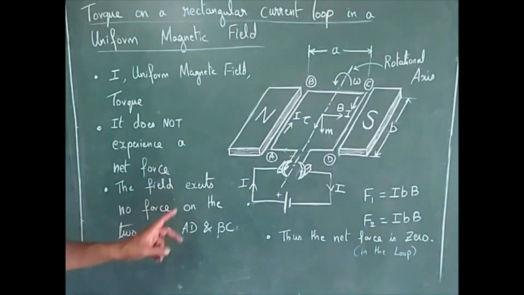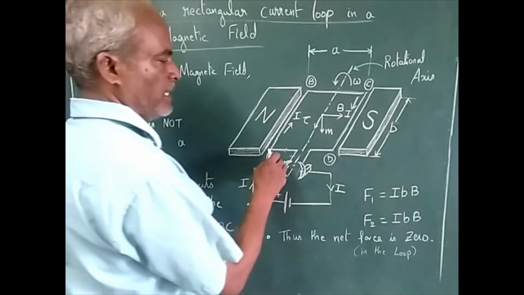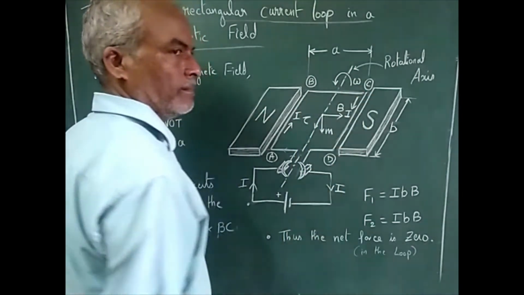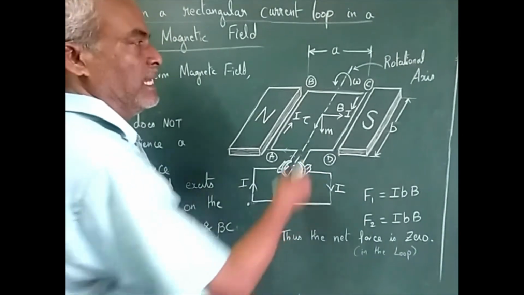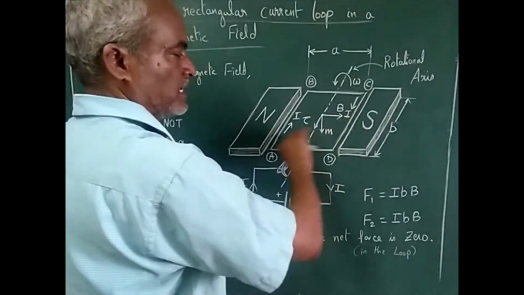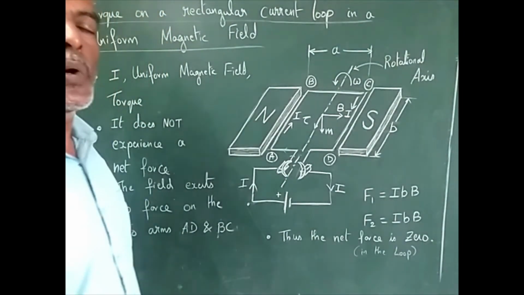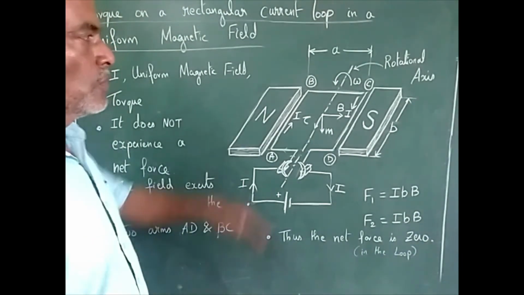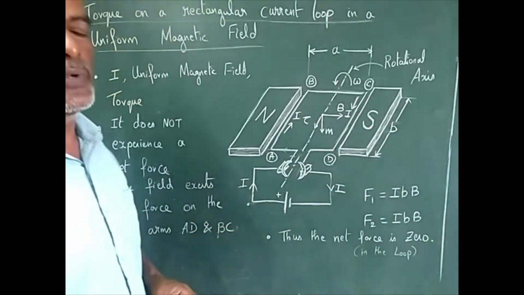The field exerts no force on the two arms AD and BC. Now this side AD and this side BC. The magnetic field is along this direction. The electric current is along this direction and this direction. So in this direction, there is no force. So on this side and this side, there is absolutely no force.